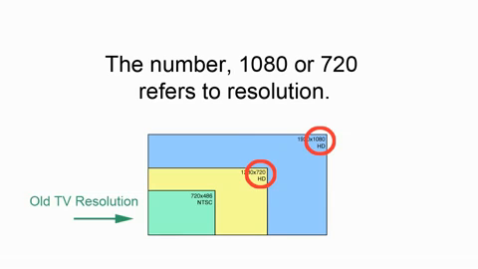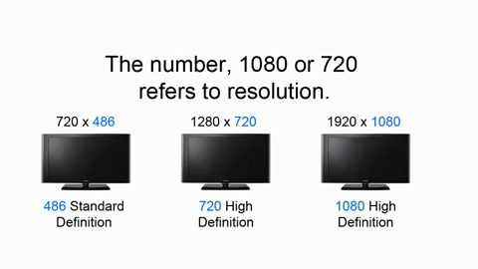As you can see here, your old school TV had a resolution of 720 by 486 pixels, and it's the green box. The 720 resolution is the yellow box, and the 1080 resolution is the blue box. So a 1080 image packs more pixels and more detail in the same amount of space as the 720 and 486. And the 720 packs more pixels in resolution and detail than the 486.